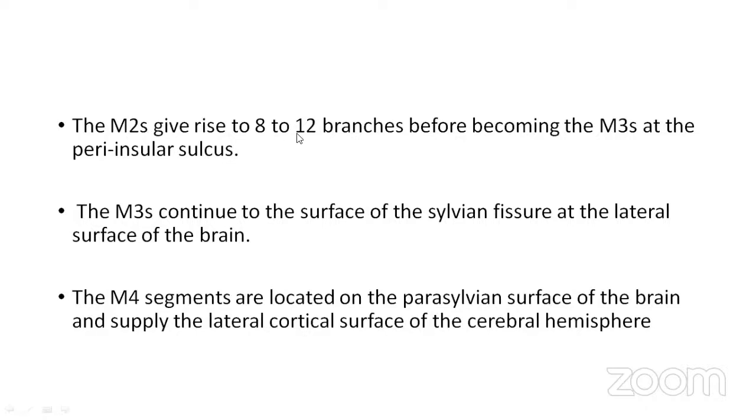The M2s then give rise to around 8 to 12 branches before they become the M3s at the peri-insular sulcus. The sulcus on the lateral aspect of the insula is also termed the peri-insular sulcus, or the circular sulcus. At the level of the circular sulcus, the M2 ends. And here you have the M3s, which continue to the surface of the Sylvian fissure at the lateral surface of the brain. The M4 segments are located on the parasylvian surface of the brain, and they supply the lateral cortical surface of the cerebral hemispheres.